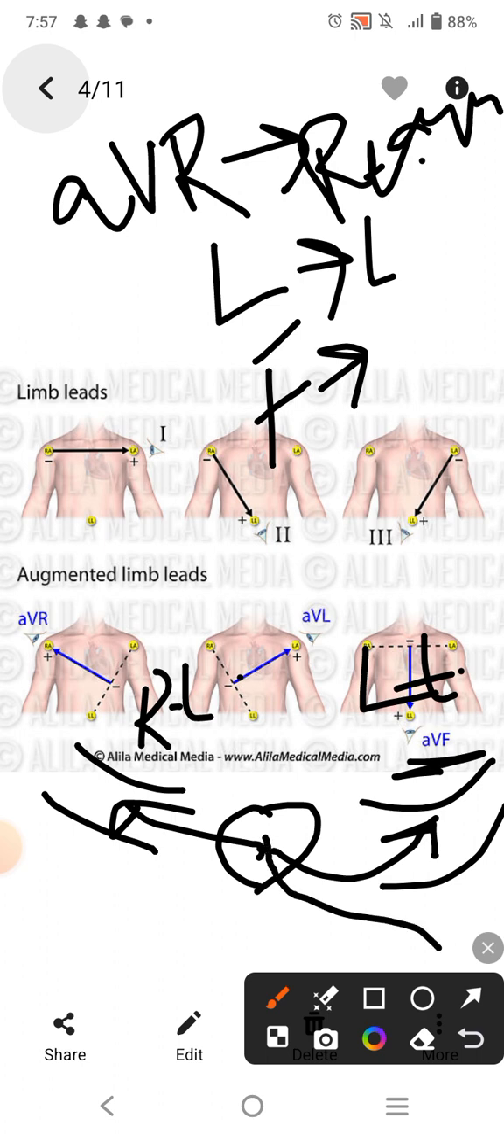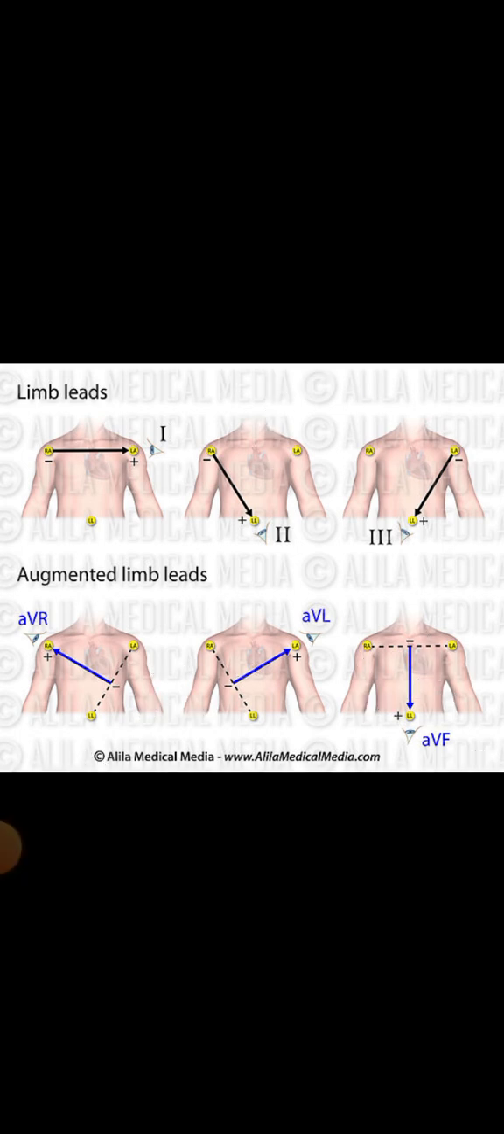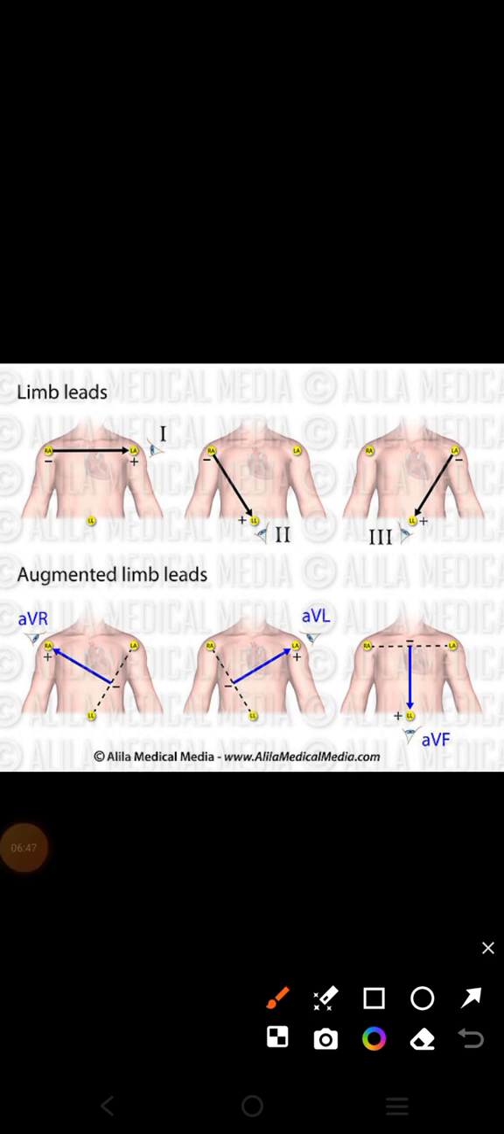And in the case of AVF, again, we record the signals between the central point of the heart and the left foot. So I told you before that for your own memory, just remember that where there is a positive electrode, we are viewing from that side, like here shown.